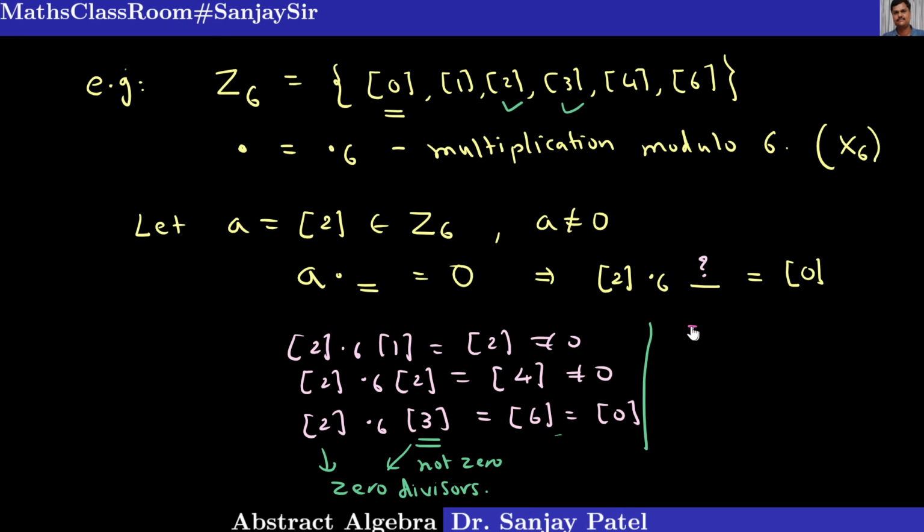Suppose I take 4, then can we have 4 dot something equal to class 0? So let us put one by one. 4 ones are 4, 4 twos are 8, 8 means 2. Sorry, what have I done here? Yes, that is a mistake. I must write 5. It is 0 to 5, not 0, 1, 2, 3, 4 and 6. It is 0 to 5. This was a mistake.